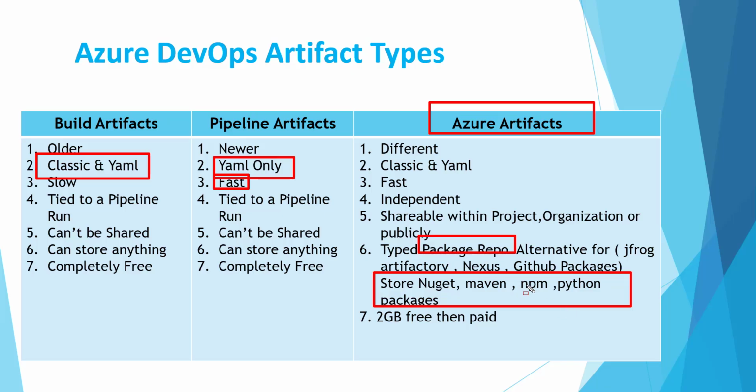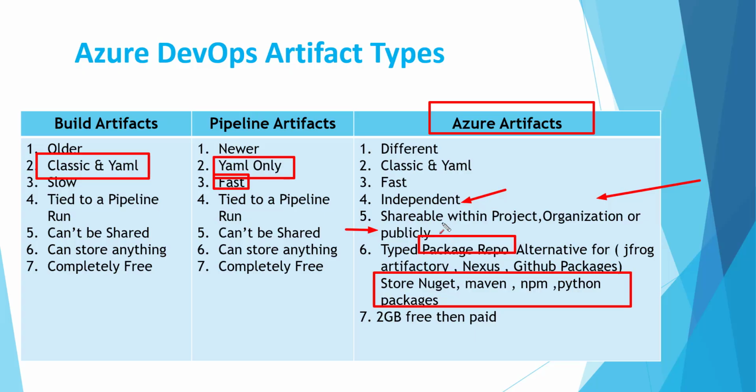It is used to store your own packages and make these packages shareable within your Azure DevOps project or Azure DevOps organization, or you can also make them public packages. If you are using a public Azure DevOps project, it is independent. You can use it from anywhere. It is not tied to the pipeline run. So it is a completely different thing.